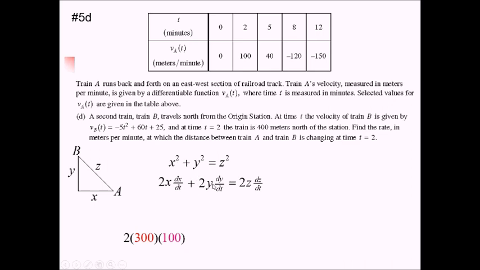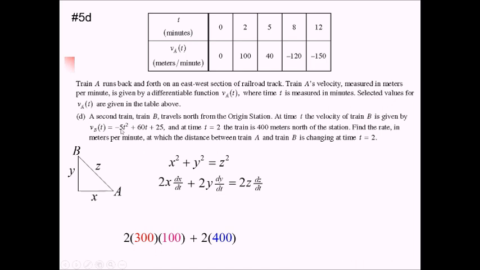How about the y value? That's how far train B is at time 2. Well, they actually told us that in part D. They said at time 2, train B is 400 meters north. So we've got 2 times 400 there then. dy over dt, that's going to be a little bit more work. That's the velocity of train B at time 2.